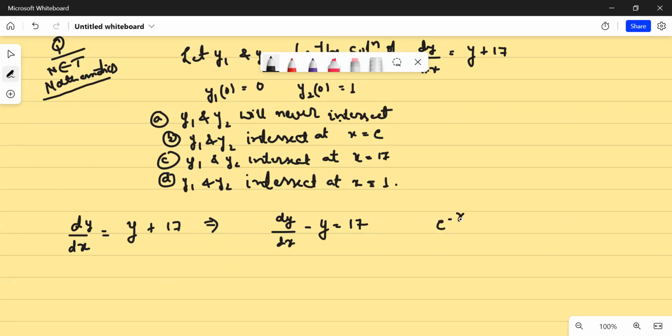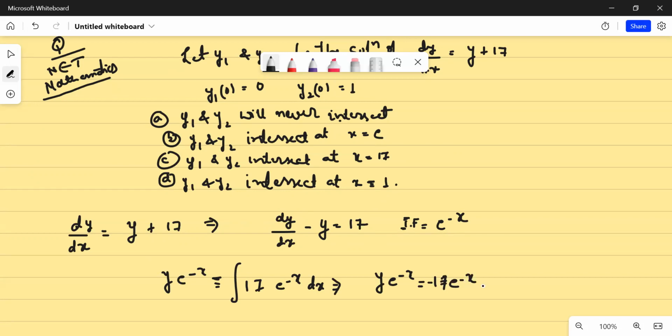Integrating factor would be e to the power minus x. I think this is quite clear. This is minus 1. Integrating factor would be e to the power minus x. And if I write y e^(-x) equal to the integration of 17 e^(-x) dx, what will I get? I will get simply y e^(-x) = -17 e^(-x) plus some constant of integration. Is that clear? I hope no one is having any difficulty up to here.